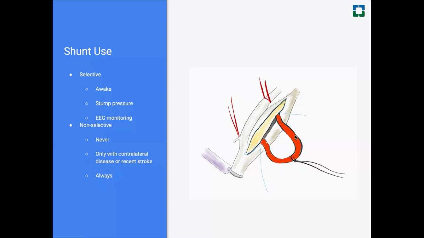There are those who use a non-selective shunt policy, and starting with those who never shunt. There are those who never shunt, believing in speed and precision, and they're able to achieve low stroke rates. There's also non-selective shunting in those who choose to shunt only those with contralateral disease or with a recent stroke. And then there are the always shunters. I've been partners with several people who always shunted, and they too had good results.